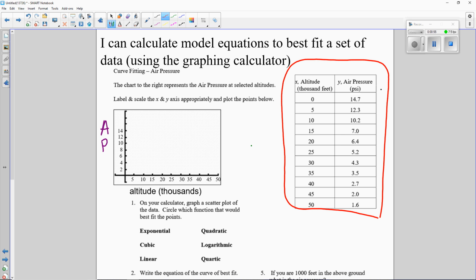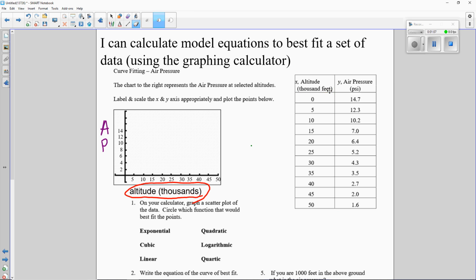And you can see I've already labeled the x-axis. You need to label the x-axis as altitude, because that's what they say in the problem. And you need to make sure you write that in thousands. You need to understand that when we have 5 here for x, that actually stands for 5,000 feet. 10 is 10,000, 15 is 15,000, so on and so forth.